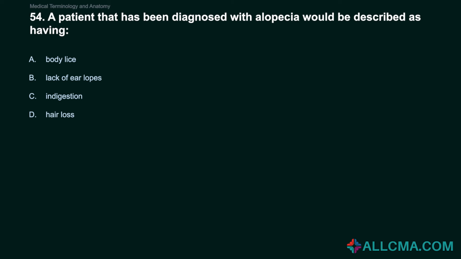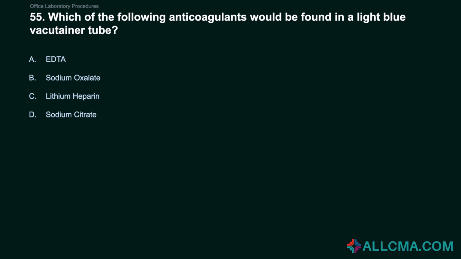54. A patient that has been diagnosed with alopecia would be described as having A. Body lice. B. Lack of ear lobes. C. Indigestion. D. Hair loss. Correct answer, D. Hair loss. Alopecia is a medical term meaning hair loss.